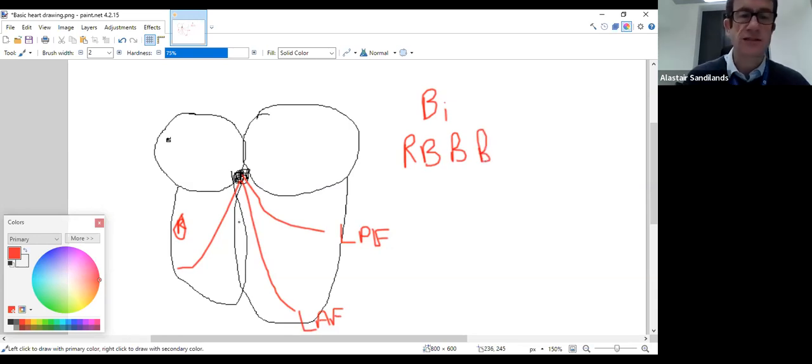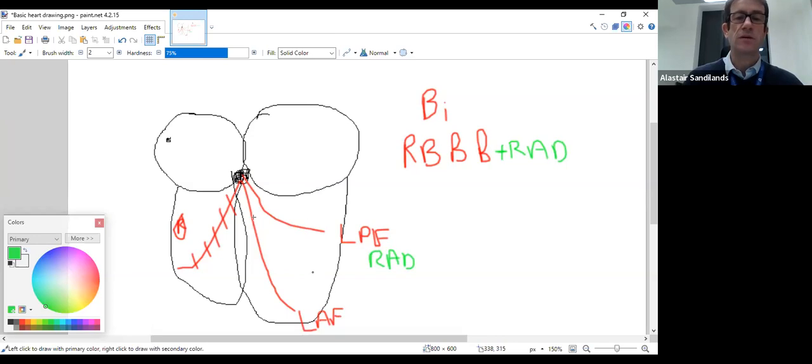So I signify that by doing this. This is right bundle branch block. Then what happens first for bifascicular block is that there is axis deviation. If there is left posterior fascicle block, as I mentioned earlier, we're going to have right axis deviation here. You look at the ECG, you have right axis deviation. So bifascicular block, right bundle branch block plus right axis deviation.